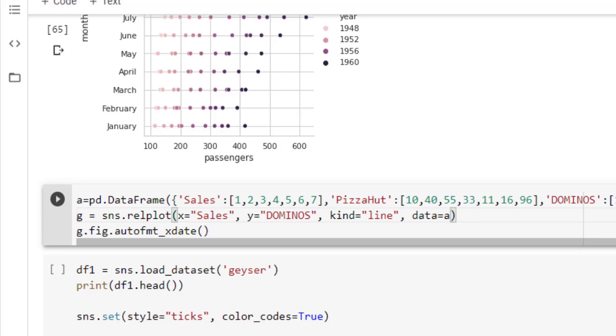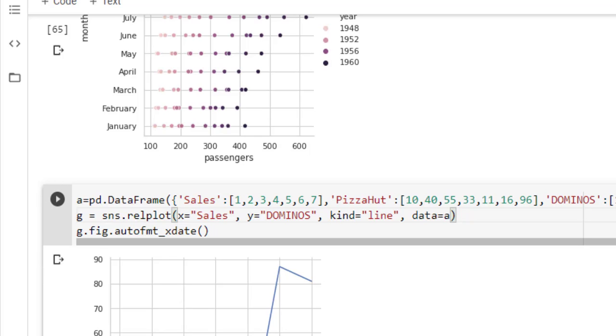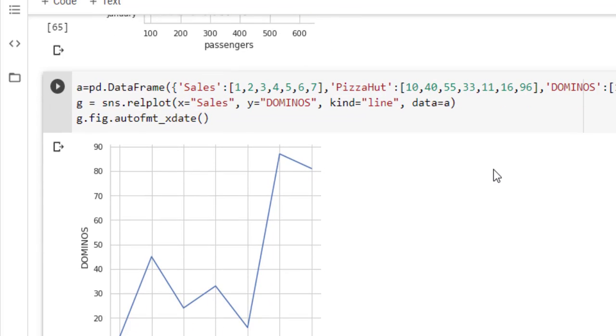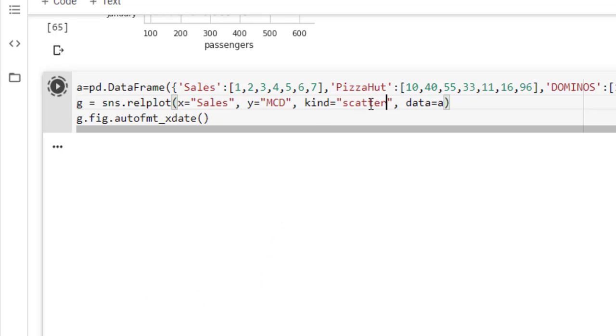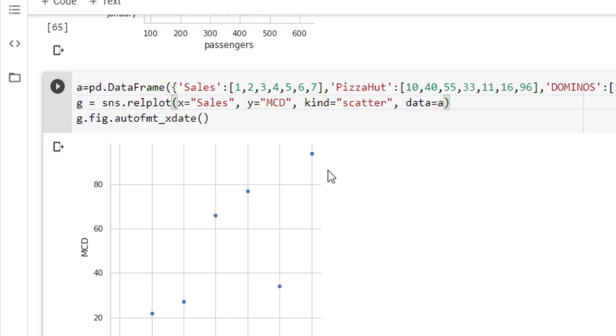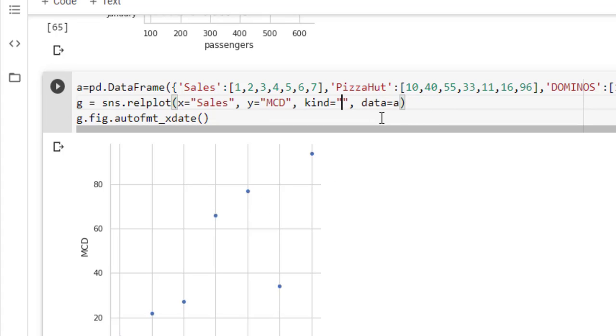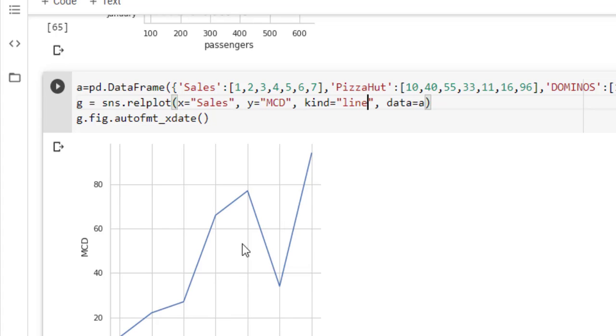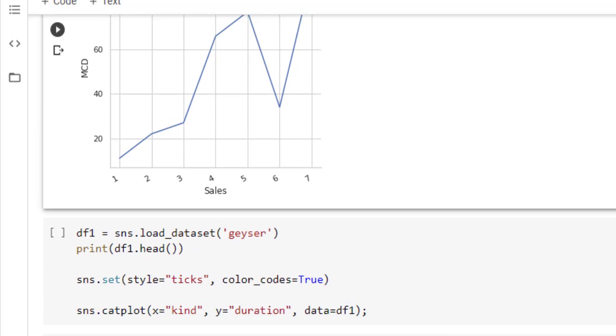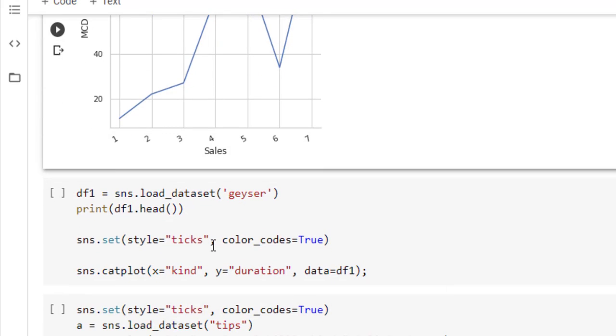Now the next is the sales of some eateries out there, and we plot a graph of sales of Domino's, and the kind we denoted here is line. Now we change the y-axis to, suppose, McDonald's and the kind to be scatter plot yet again, and run. So we get this type of graph over here, and if we change it yet again to line, we get a different type of graph over here. So in this way you can use different techniques.